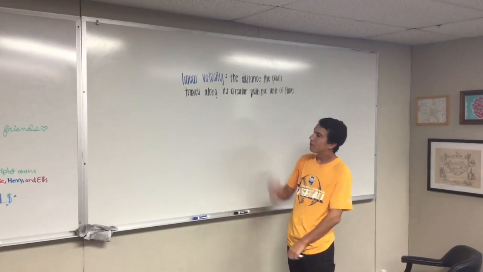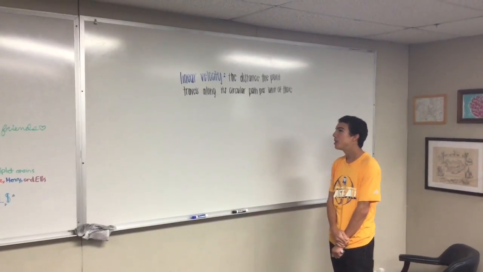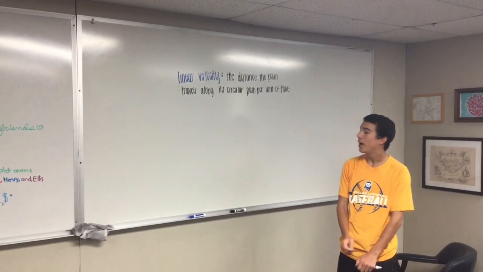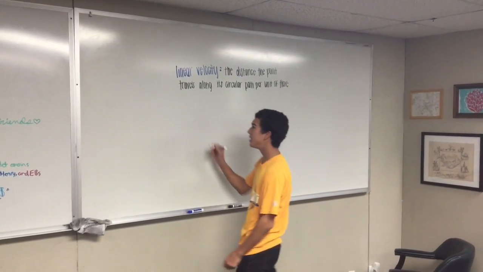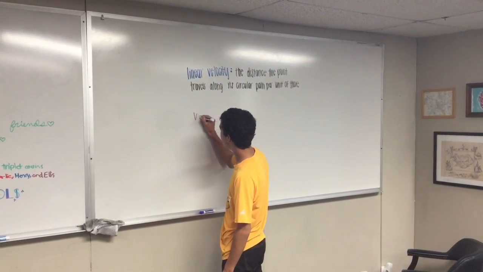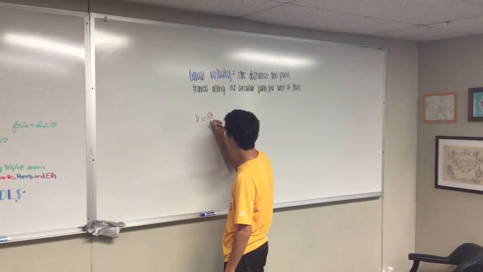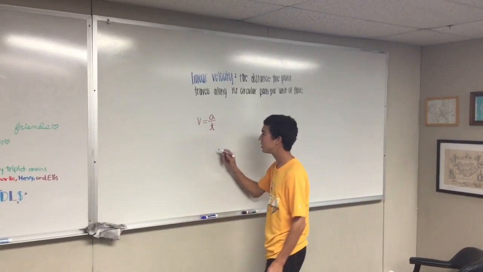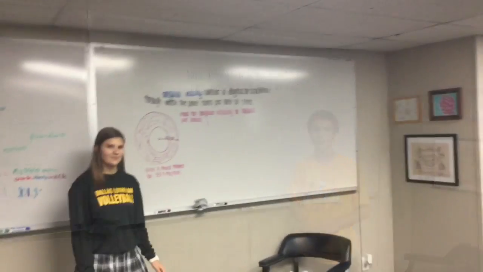Now we're talking about linear velocity, and it's the distance the point travels along its circular path per unit of time. And the equation is v equals a over t, where a is angular velocity and t is time.